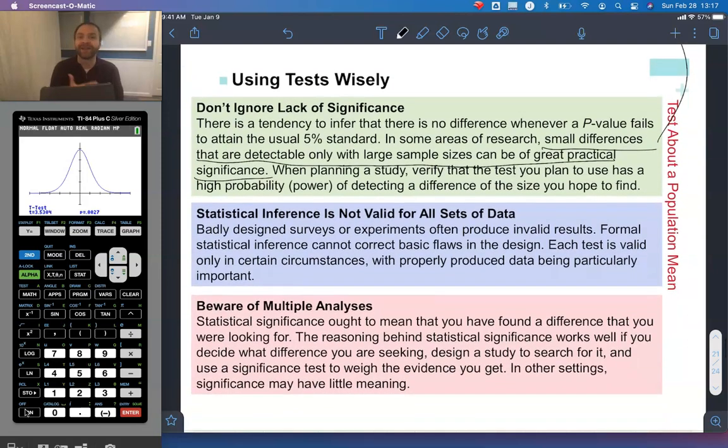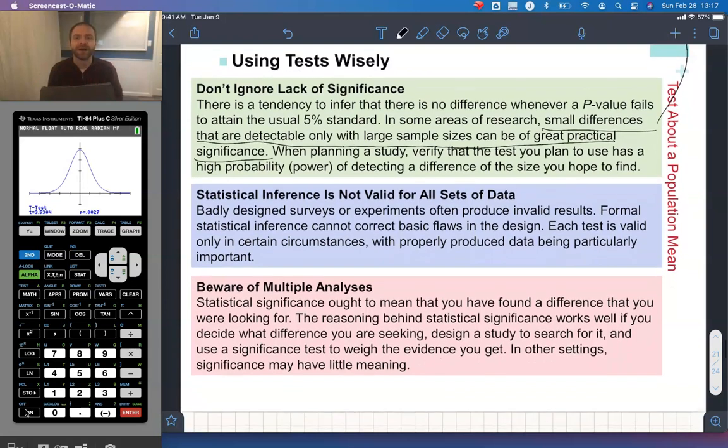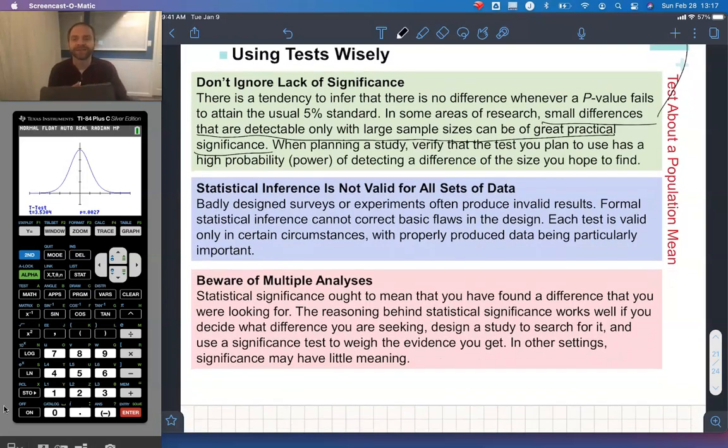Statistical inference is not valid for all sets of data. Badly designed surveys and badly designed experiments can produce invalid results. You can finish reading the rest of that blue one. And be aware of multiple analyses. Statistical significance ought to mean that you found a difference in what you were looking for. The reasoning behind statistical significance works well if you decide what difference you are seeking, design a study to search for it, and use a significance test to weigh the evidence you get. In other settings, it may have little meaning.